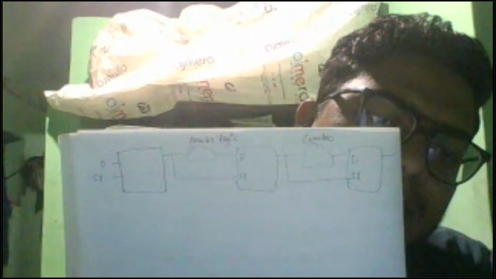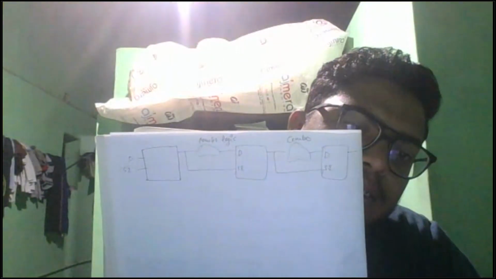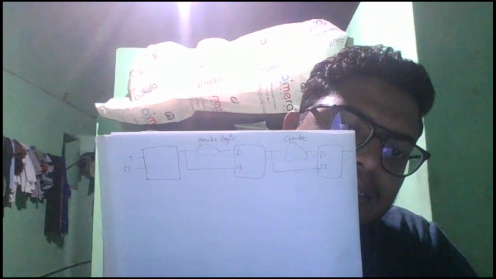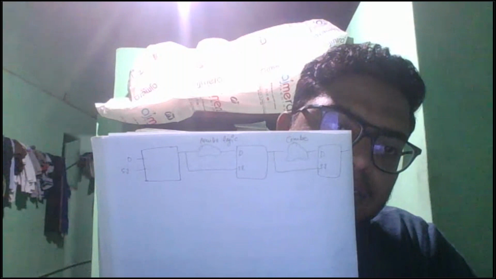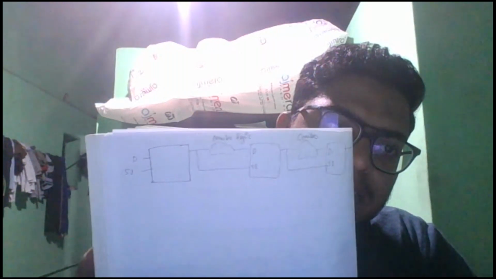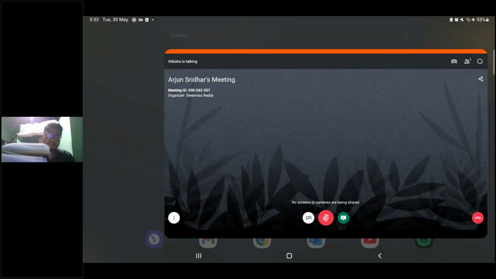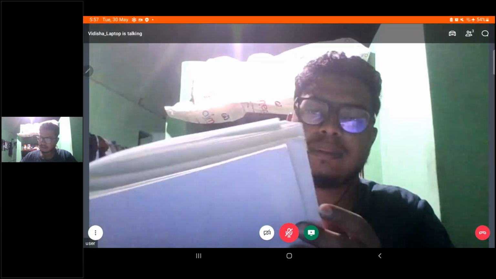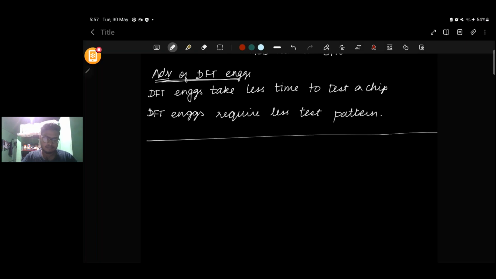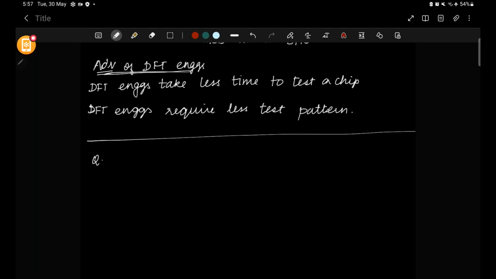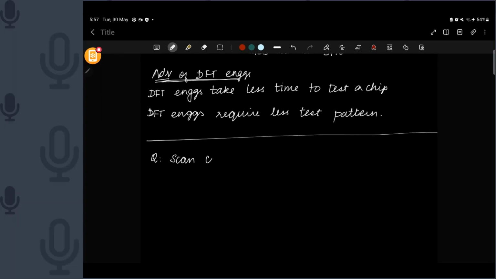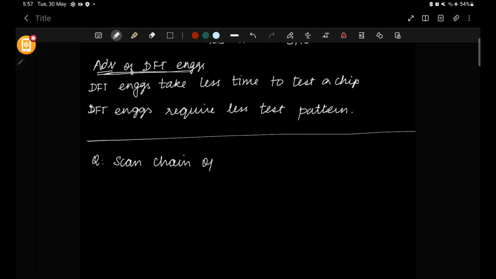Yes, it is correct. So you can just try to explain it by taking one small combo logic. You can take two patterns and explain what will happen during shift phase and what will happen during capture phase. Like say for example, you can take this example and explain what will happen during shift phase and capture phase. So this is scan chain operation. Scan chain operation example means you can tell like this.